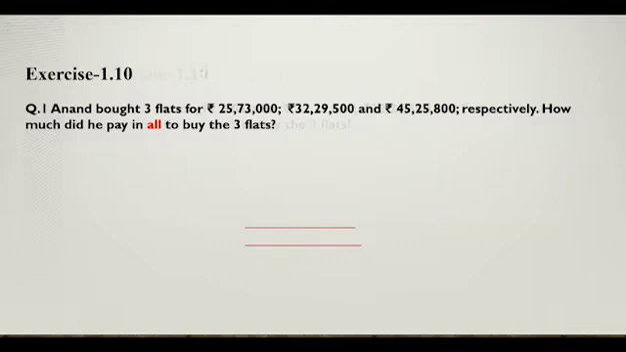Here, looking at what is given, the sum is of addition. We will add to find the total cost or total amount paid by Anand to buy all the 3 flats. Let's start writing the statements.